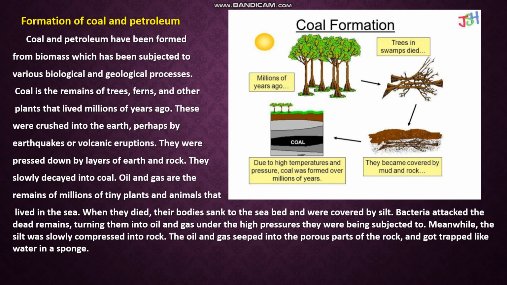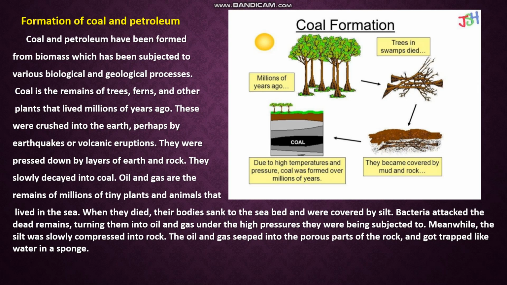So the oil and gas seeped into the porous part of the rock. What is meant by porous? Having pores, small holes. So through these small holes, the oil and gas seeped into the porous part of the rock and got trapped like water in a sponge. You know, water is absorbed by the sponge and stays in between. In the same way, in this rock, the oil and gases formed seeped through the pores into the porous parts and got deposited over there.